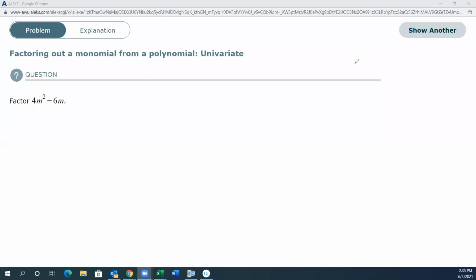All right, so now we're just about doing the same thing. Okay, so what divides into 4 and 6? 2. And they both have at least 1 M. So that is what I can factor out. That's the greatest common factor. And so, the 4M squared, that was 2 times 2 times M squared. So I'm pulling out a 2. I'm pulling out one of the M's. So I'm left with 2 M's right there.